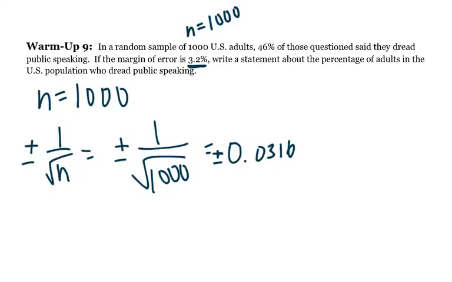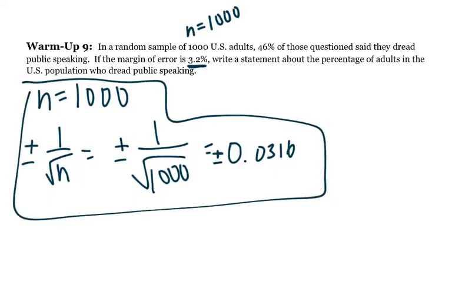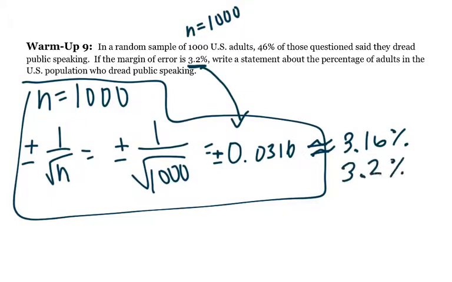Okay, so essentially, margin of error of 3.2%, 46% of 1,000 US adults said that they dread public speaking. I show the work here to show how you get this 3.2%. So when we get that plus or minus 0.0316, that is approximately as a percentage 3.16%. If you round to the nearest tenth of a percent, that's going to be 3.2%. So we can actually find the margin of error.